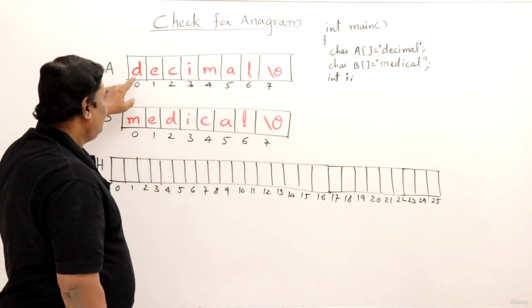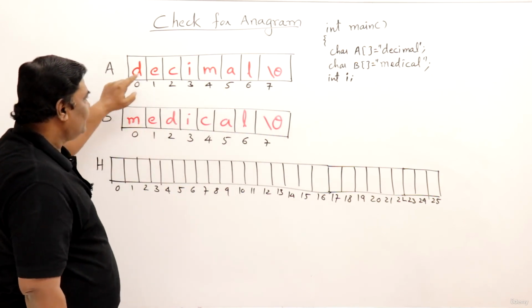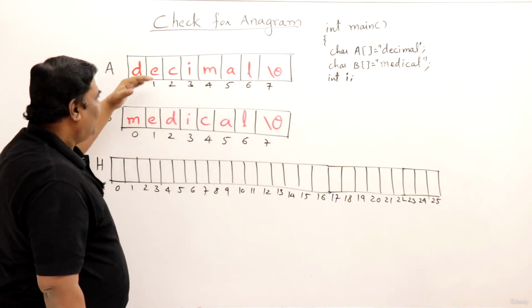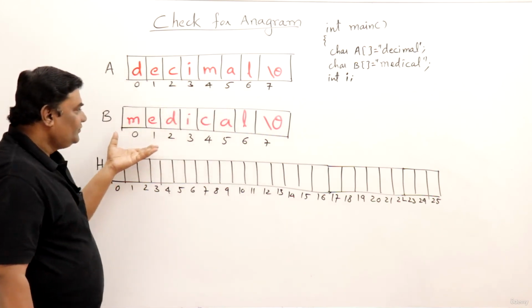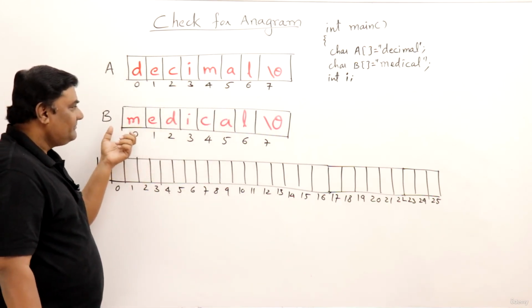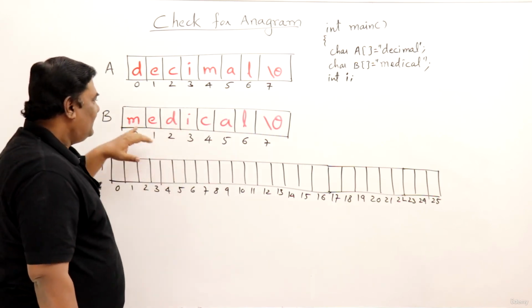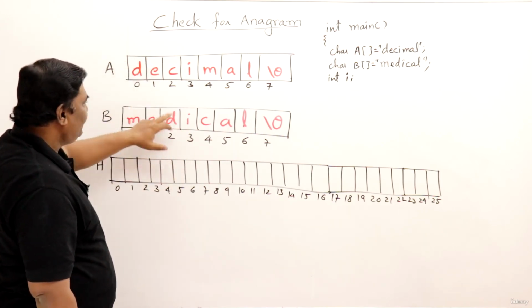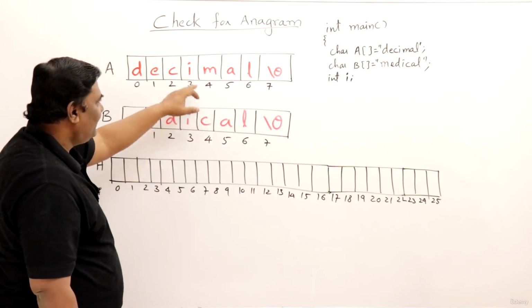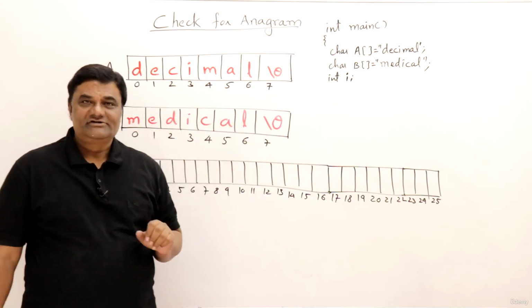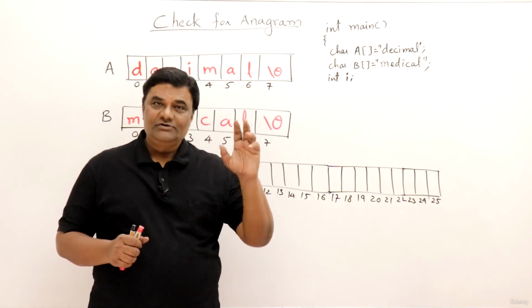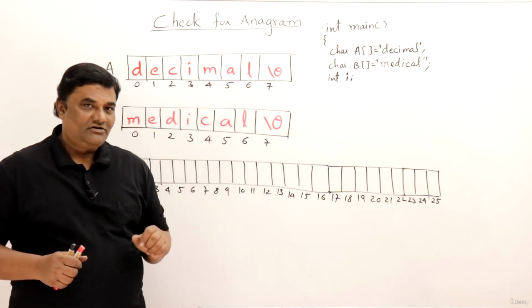So for example, here I have a word, decimal, and the same alphabets, that are D, E, C, I, M, A, L, are used here to form another string, that is medical. So it is another word, and it has the same set of alphabets. D is there, E is there, C and I, everything is there. So these are anagrams. So the problem is to check whether two strings are anagram or not.